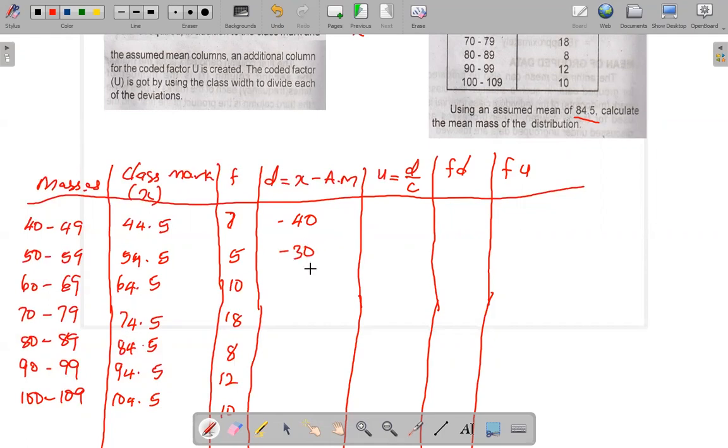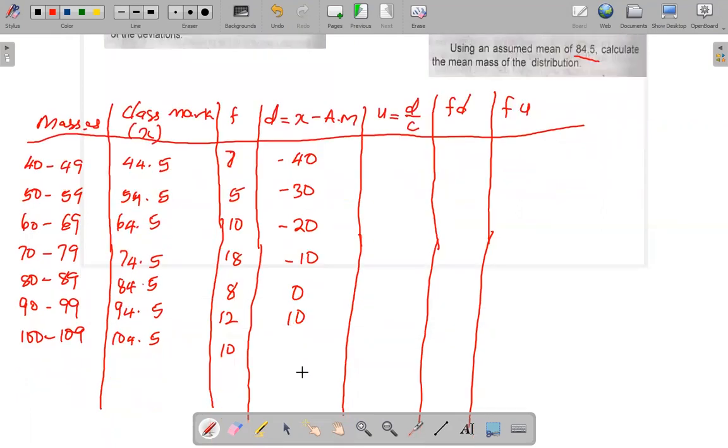Can confirm it by using your own calculator. Then 64.5 minus 84.5 is minus 20. And we have the next one is 74.5 minus 84.5, minus 10. 84.5 minus 84.5 is 0. 94.5 minus 84.5 is 10. And finally, 104.5 minus 84.5 is 20.